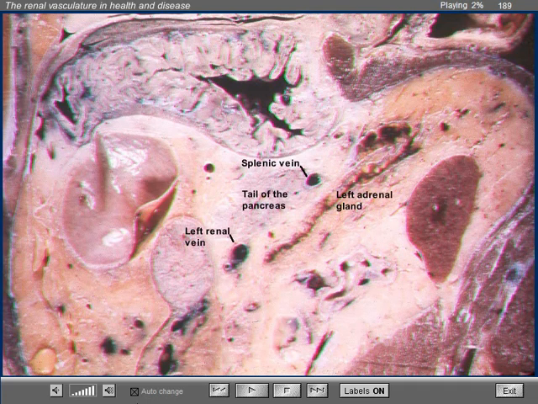This is a sagittal section of another cadaver taken to the left of the midline. The patient's anterior portion is to your left. The dorsal part of the patient is to your right. Note the large adrenal gland just behind the tail of the pancreas. And note that running along the upper border of the tail of the pancreas is the splenic vein. And note that just below the tail of the pancreas is the left renal vein.